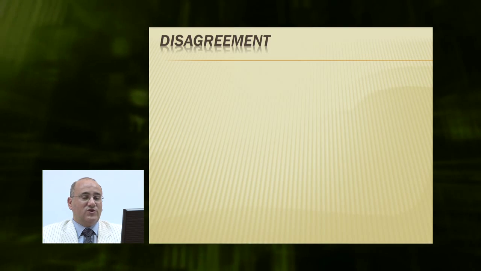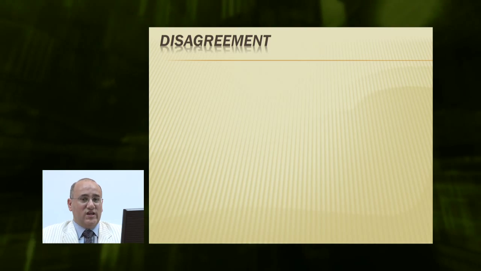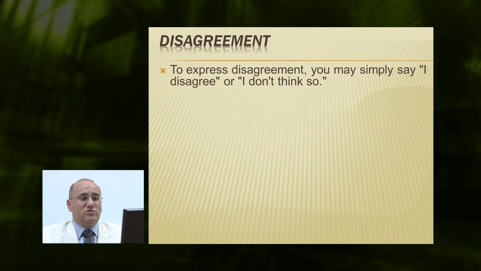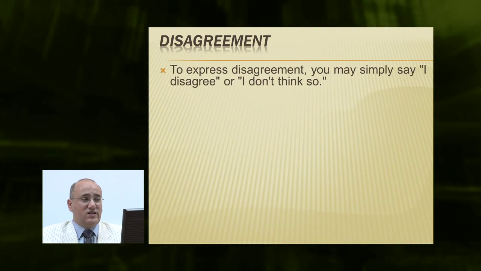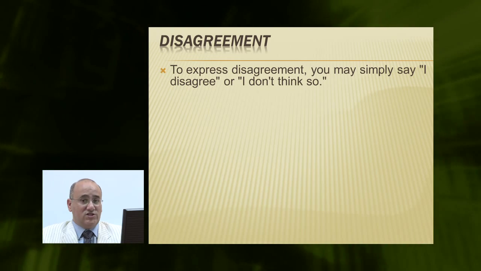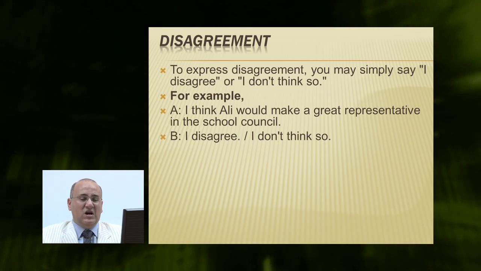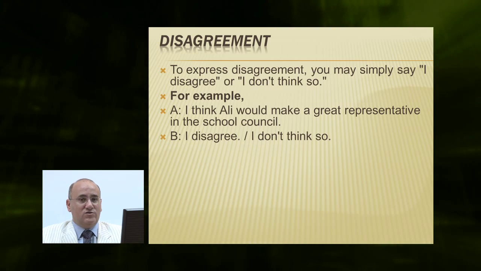Let's move to disagreement, when you do not agree with somebody. To express disagreement, you may simply say, I disagree, or I don't think so. For example, I think Ali would make a great representative in the school council. I disagree. I don't think so.